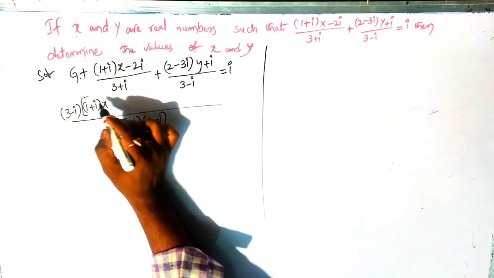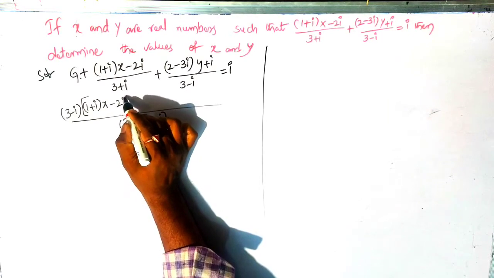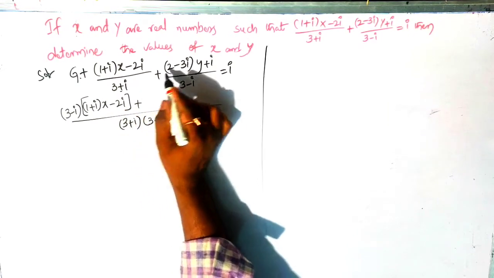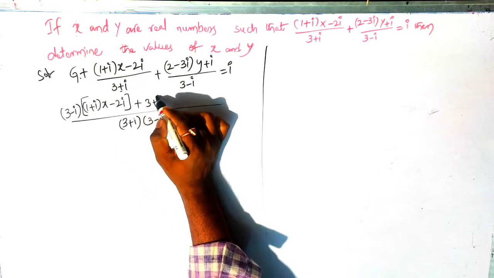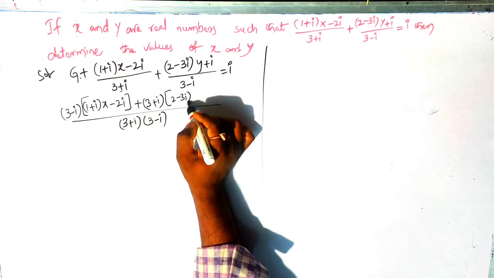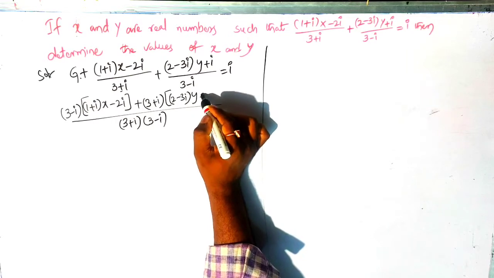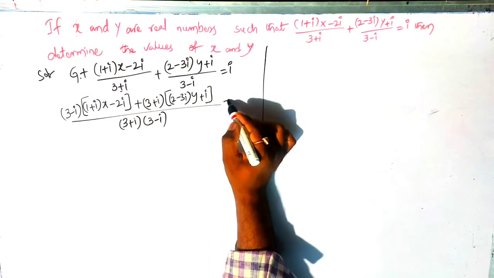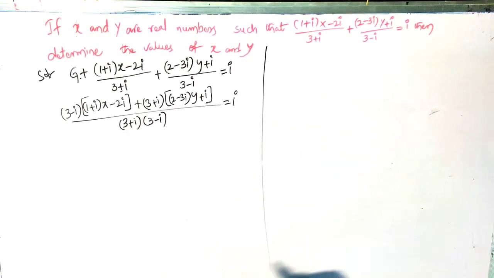So (1 + i)(x − 2i). Next plus (3 + i)(2 − 3i), y plus i is equal to i as it is. Okay, now multiply.